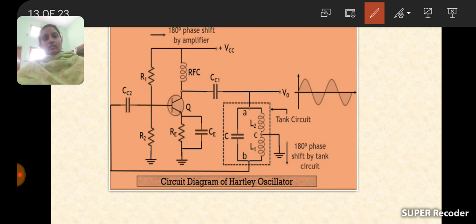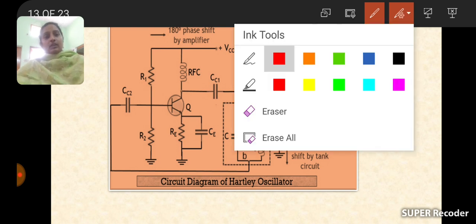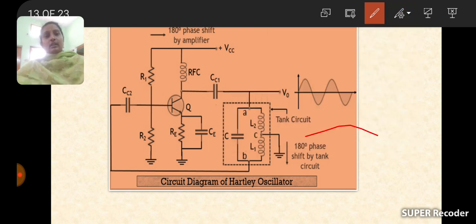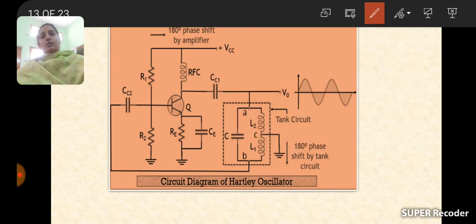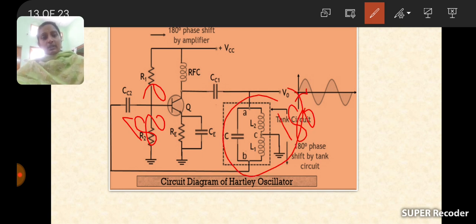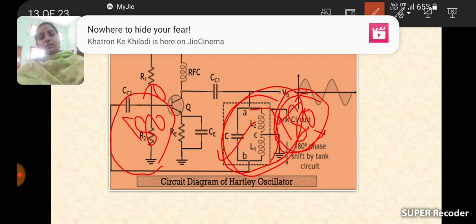Okay. So coming to the operation, if the input voltage is connected across the base of the transistor, it will provide 180 degrees phase shift, and the remaining 180 degrees phase shift will be provided by the tank circuit. Because of charging and discharging of inductors 1 and 2 and the capacitor, the tank circuit produces 180 degrees, and the transistor is able to produce 180 degrees.